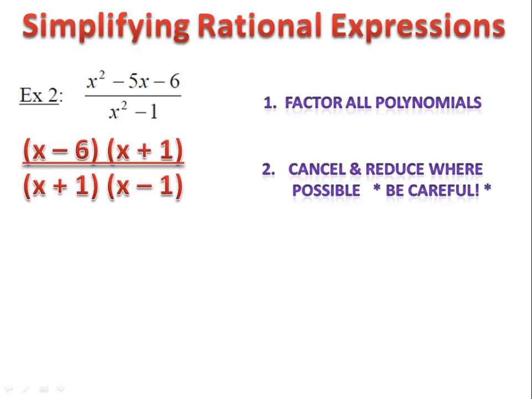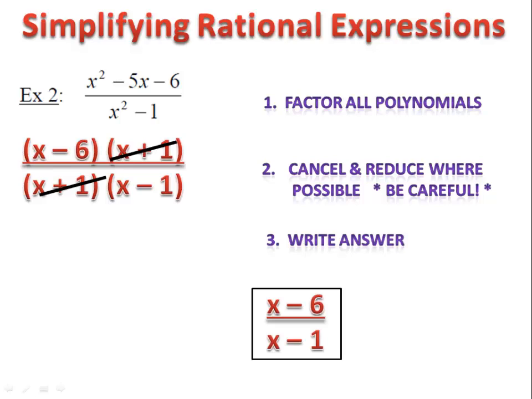The next step, we cancel and reduce wherever possible. Please pause the video here and cancel anything that you can in the expression. We have an x plus 1 and an x plus 1, so we cancel those, and we're left with x minus 6 over x minus 1. Once again, we cannot cancel those x's. They are attached to a number, namely the 6 and the 1.